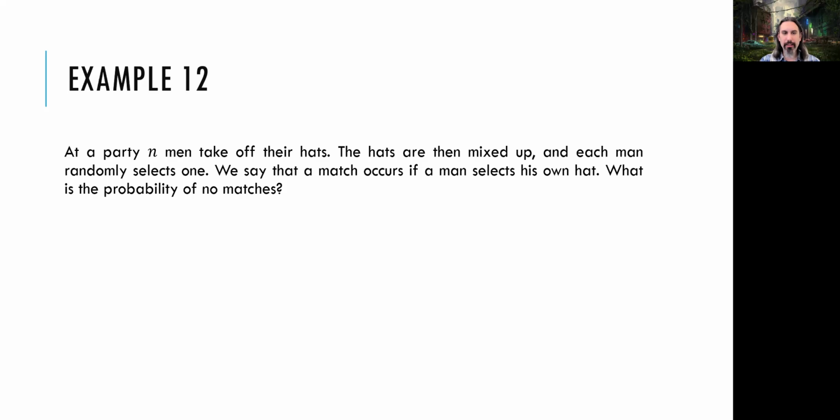At a party, n men take off their hats. The hats are then mixed up and each man randomly selects one. We say that a match occurs if a man selects his own hat. What is the probability of no matches? Now, this is really hard because, start with the first guy. I'm the first guy, I'm going in, picking a hat. My chance of getting my own hat is 1 over n. Not getting it is n minus 1 over n.